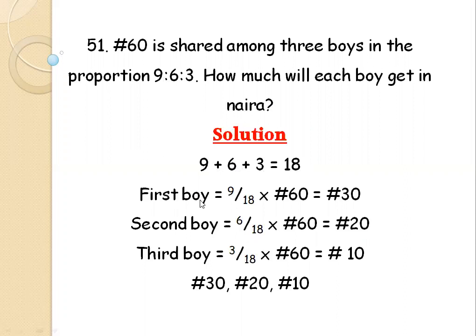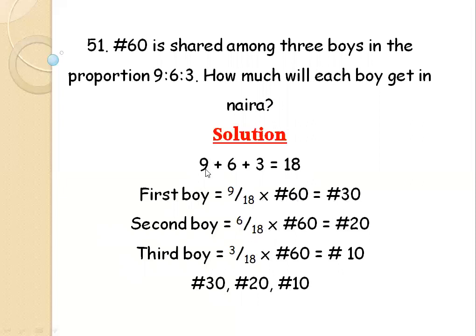The first boy, his proportion is 9. So you're going to say 9 over 18, this total, 9 over 18 multiplied by 60, which is the amount of money. So let's see, I think we can divide this. You can say 6 here 3, you can say 6 here 10. Then you have 9 times 10, 90, divided by 3, that's 30 naira.